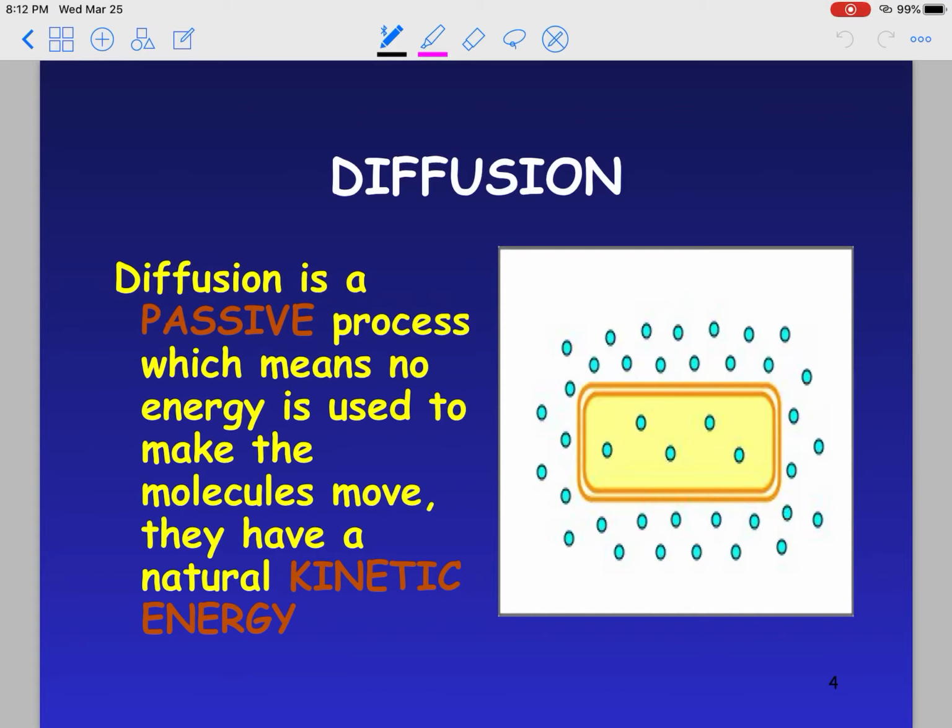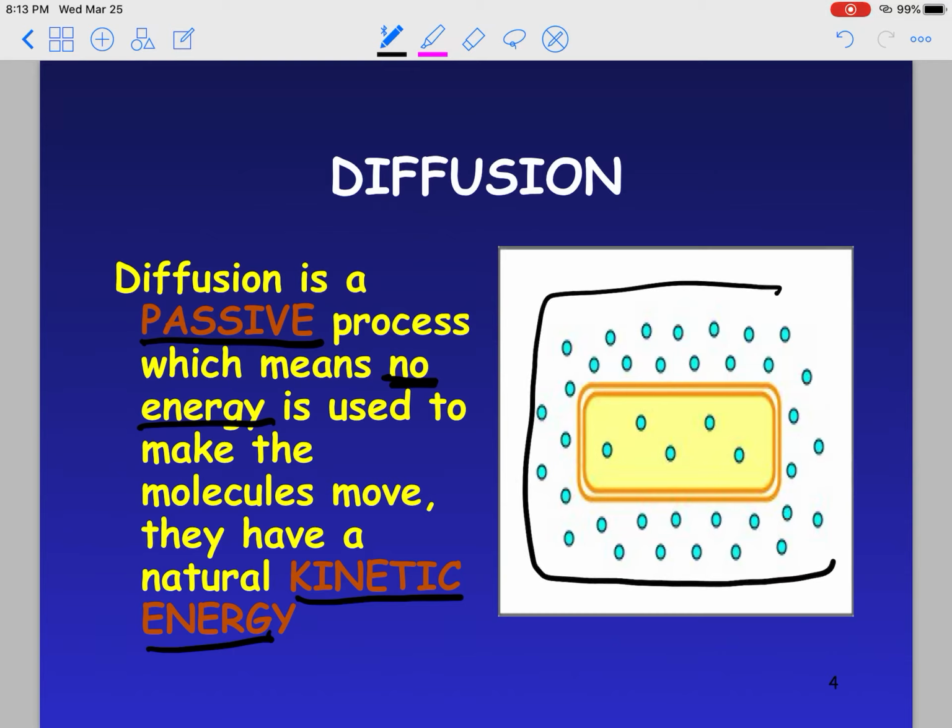All right, again, remember that diffusion is passive, which means it does not require energy. It has a natural kinetic energy. That means it's going to move on its own. So, for example, if we were looking at this cell here, and we're going to say that there's some particles that need to move across the cell. Well, it's highly concentrated outside the cell, and it's less concentrated inside the cell, so these little particles would move in.